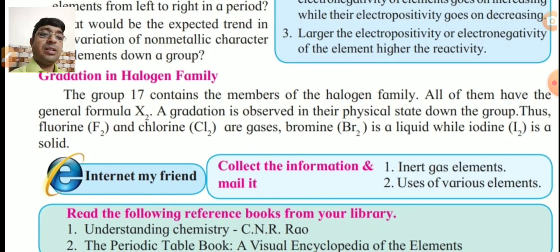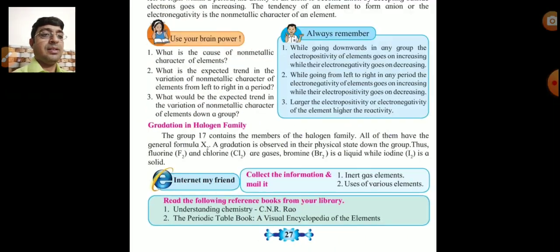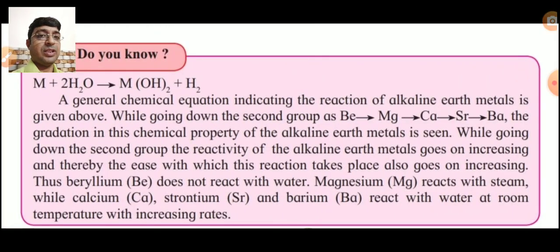Friends, try to collect information from the internet on these two points: inert gas elements, how many inert gases are there, and uses of various elements. On the next page, one paragraph is given. Now check that. M is a general formula, generally meaning metal. Metal reacts with water to form metal hydroxide, M(OH)2, plus hydrogen gas is released.